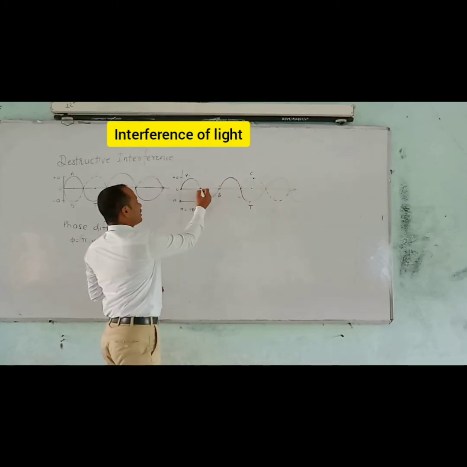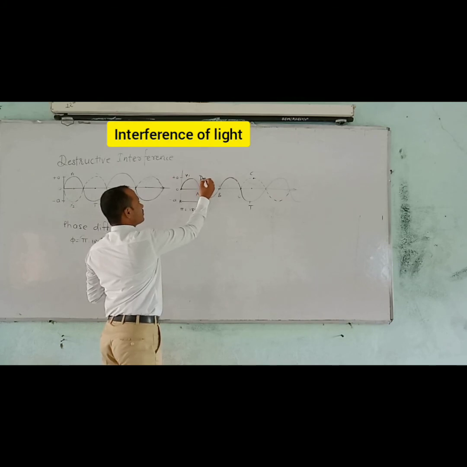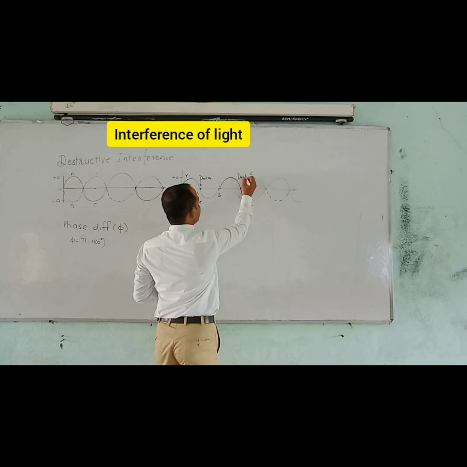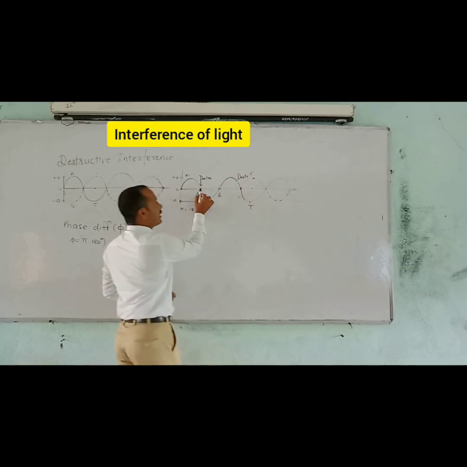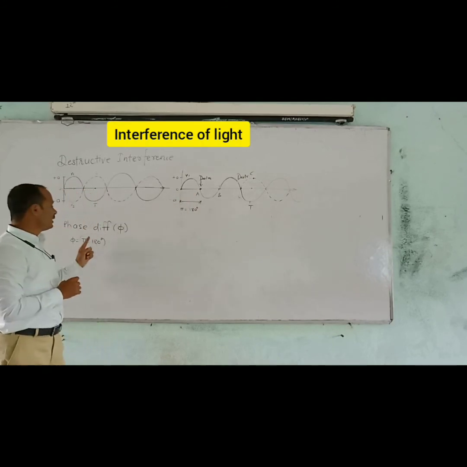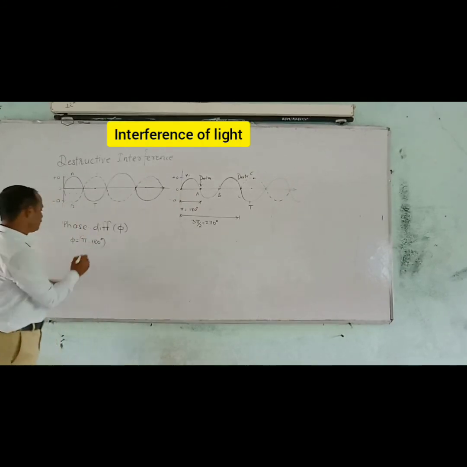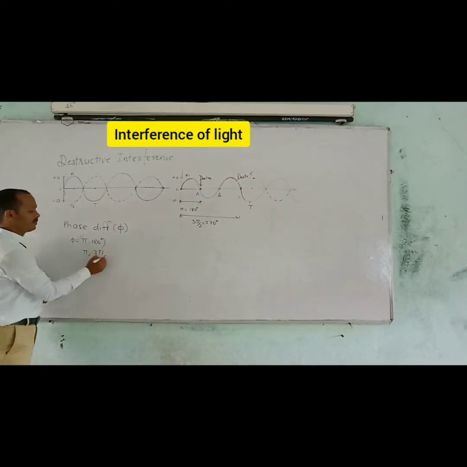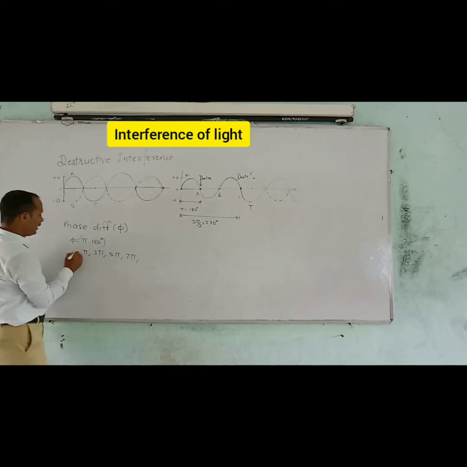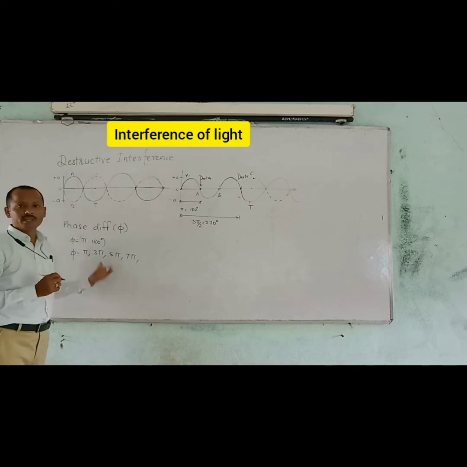Now at this point we get destructive interference, at this point also we get destructive interference, at point A and at point B. The distance OA is 180 degrees, that is pi, then 3 pi. Similarly 5 pi, 7 pi, we get destructive interference.